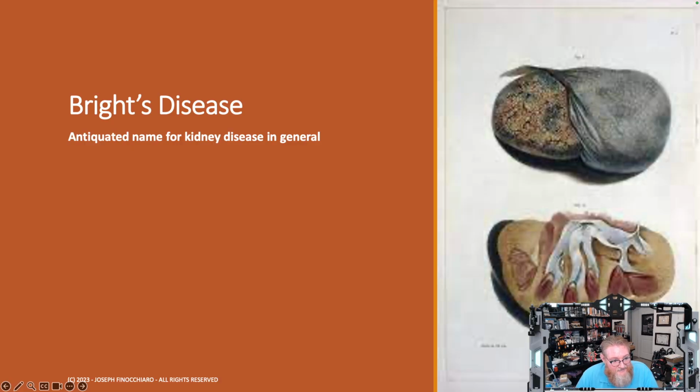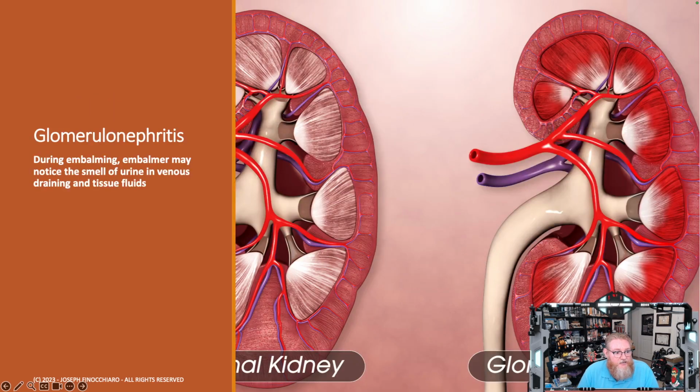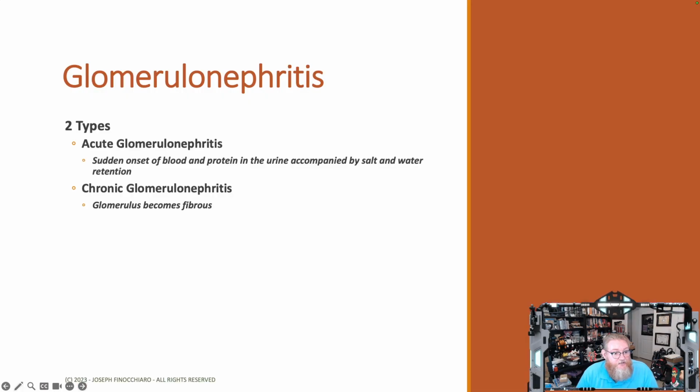Next up, we have Bright's disease, which is an antiquated name for kidney disease in general. First up, we have glomerulonephritis. During embalming, the embalmer may notice the smell of urine and venous draining in tissue fluids. There are two types of glomerulonephritis, which is acute glomerulonephritis, which is a sudden onset of blood and protein in the urine accompanied by salt and water retention, and then chronic glomerulonephritis, which is where the glomerulus becomes fibrous.